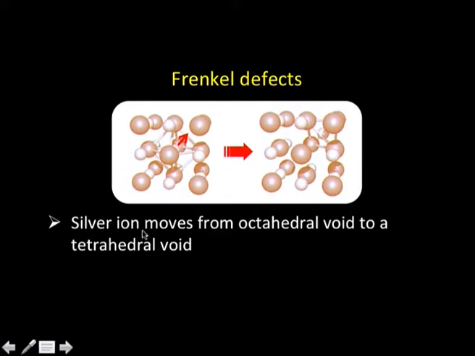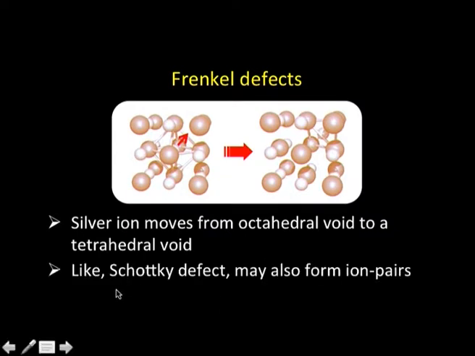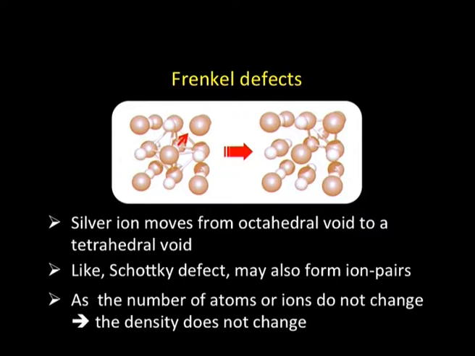That is, the silver ion moves from the octahedral void into a tetrahedral void. The tetrahedral void happens to be an interstitial position. The octahedral void was its original position, which now becomes a cation vacancy. Okay. So, like Schottky defect, this may also form ion pairs. That is a possibility, that two such defects can come closer to each other. But in this case, the number of atoms or ions does not change. It is just that one particular atom, a cation, has moved from one place to another.